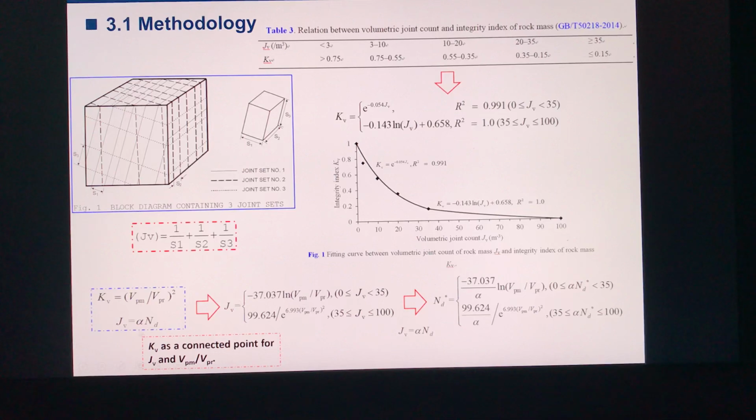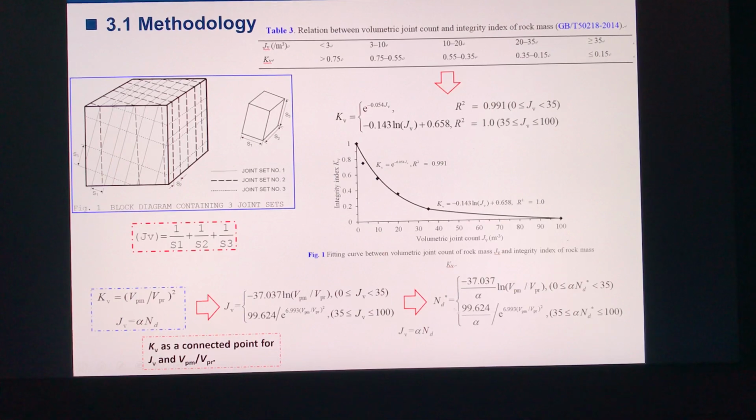And there are two equations. If we select KV as a connecting point for JV and the P-wave propagation ratio, we can get the following equation, i.e. the relation between JV and the P-wave ratio.